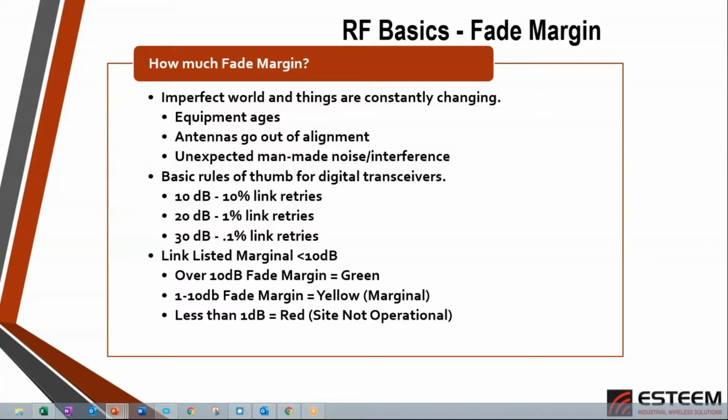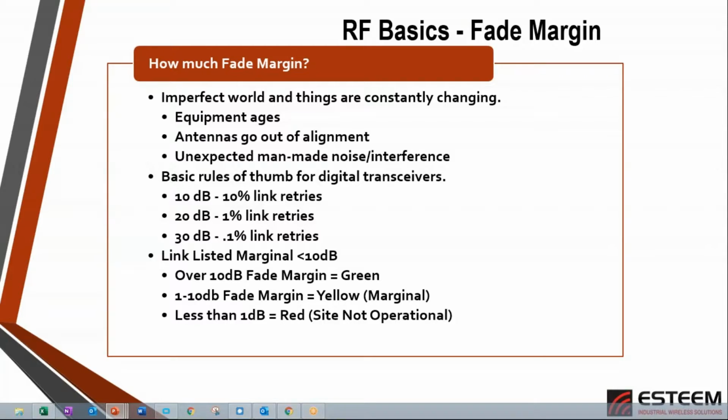So how much fade margin do we actually need? This comes back to what we can expect as far as retries. For a digital transceiver, a basic rule is, if we give ourselves 10 dB of fade margin, then we can expect 10% link retries. So 1 out of every 10 transmissions is going to be lost because of noise or interference, and the transmitter will have to resend it. Again, we're still getting 100% reliability, but we're losing a little efficiency.